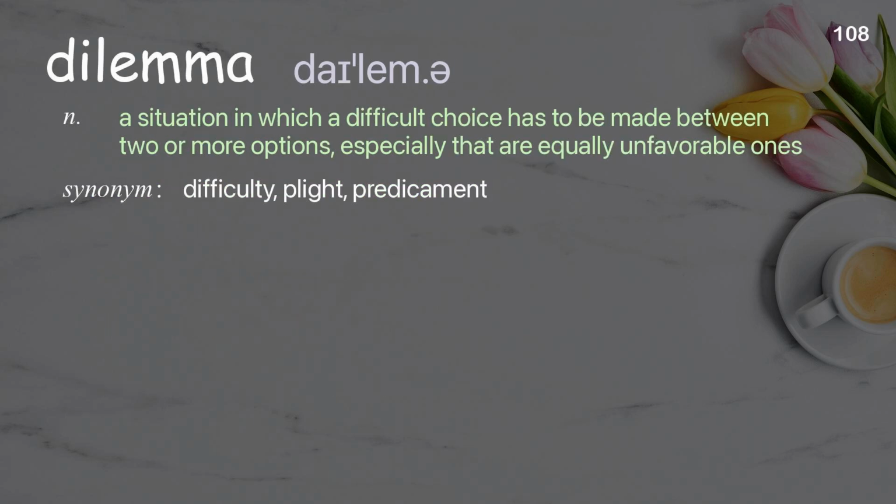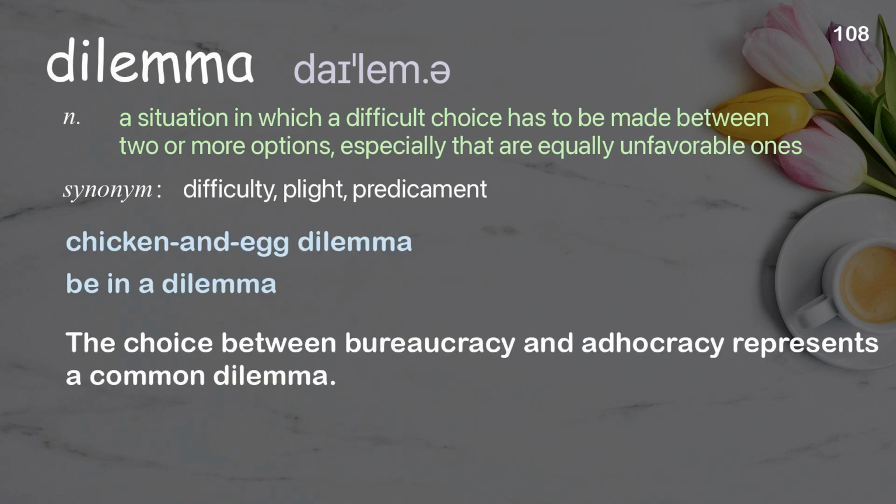Dilemma. A situation in which a difficult choice has to be made between two or more options, especially that are equally unfavorable ones. Examples: Chicken and egg dilemma. Be in a dilemma. The choice between bureaucracy and adhocracy represents a common dilemma.